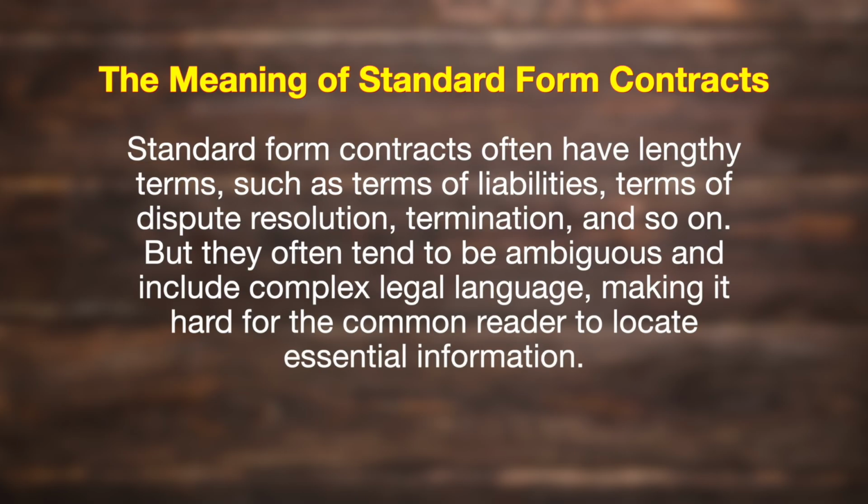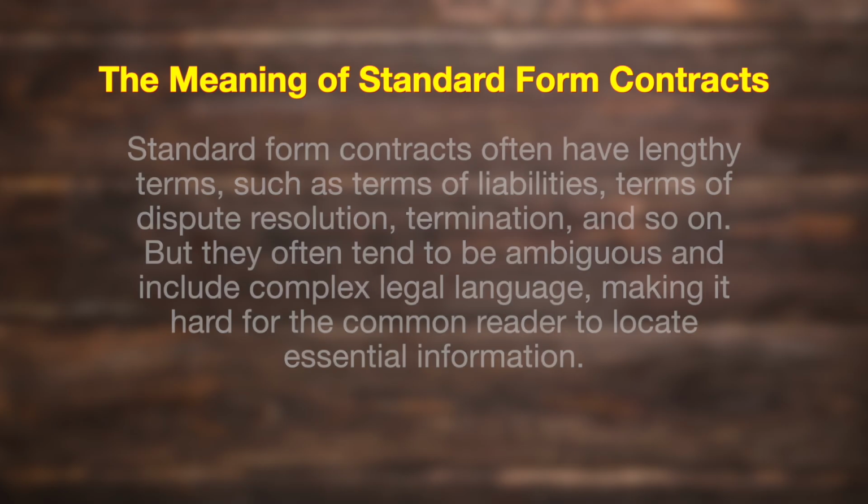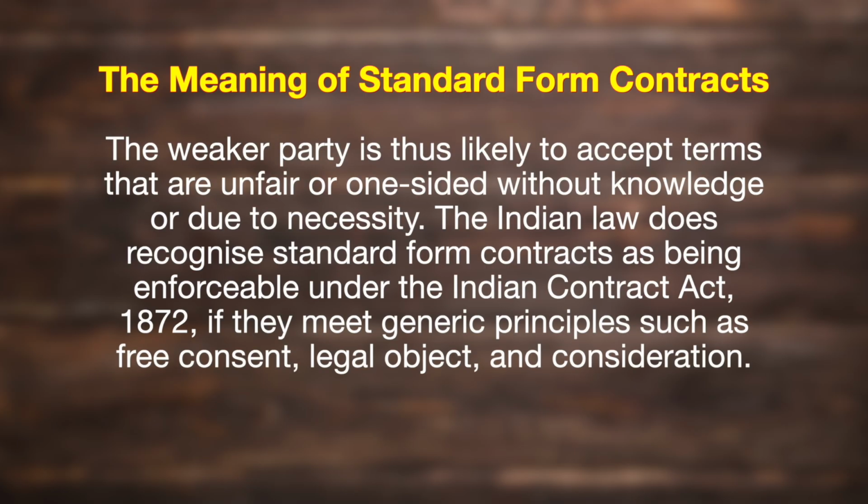Standard form contracts often have lengthy terms such as terms of liabilities, terms of dispute resolution, termination and so on. But they often tend to be ambiguous and include complex legal language, making it hard for the common reader to locate essential information. The weaker party is thus likely to accept terms that are unfair or one-sided without knowledge or due to necessity.